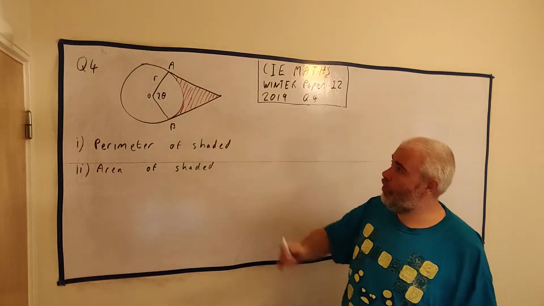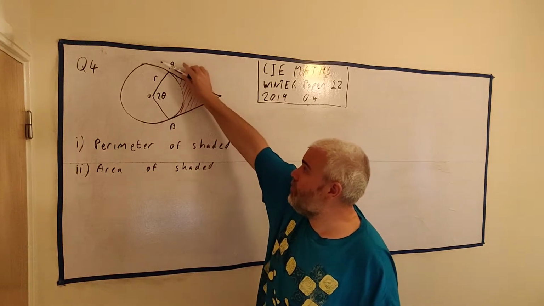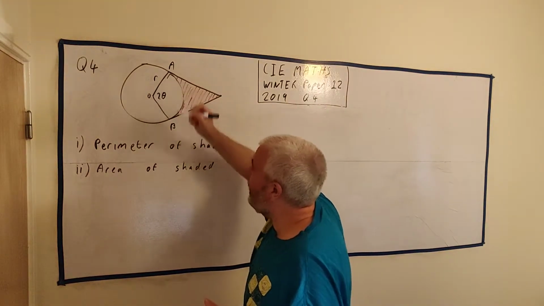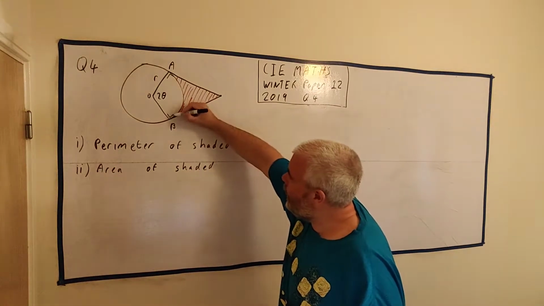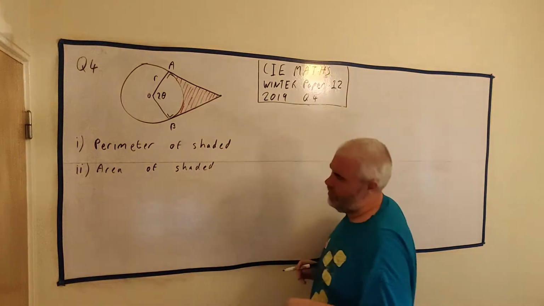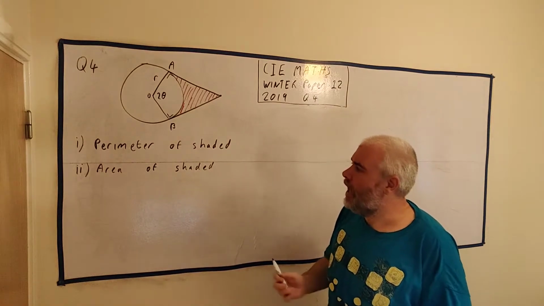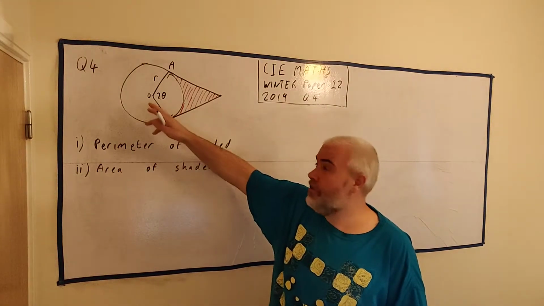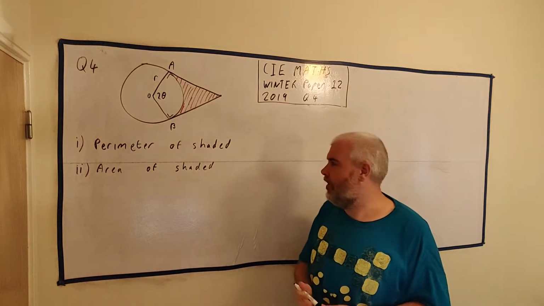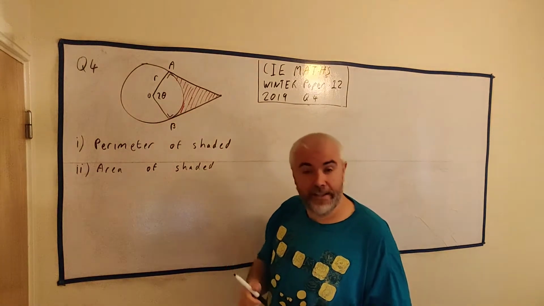I've done my best to draw the information they give us on the board. We have a circle with two tangents. The first thing that should tell us is that we have a right angle here and a right angle here. They shade in this region outside. There are two parts. Part 1 asks for the perimeter of the shaded region, and in part 2 they give us some of the numbers, R and the angle, and ask us to find the area of the shaded region. They also tell us that this 2 theta is in radians.